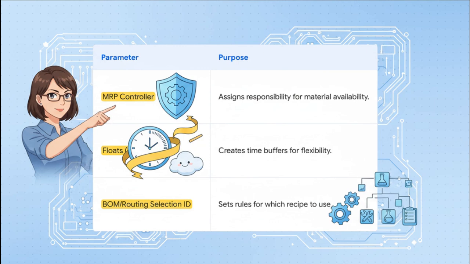We assign an MRP controller to create that accountability. We use things called floats to build in time buffers, for a little flexibility, some wiggle room. And the BOM/routing selection ID, that's crucial. It tells the system exactly which version of a recipe to use, which is so important when you have multiple ways to make the very same product.